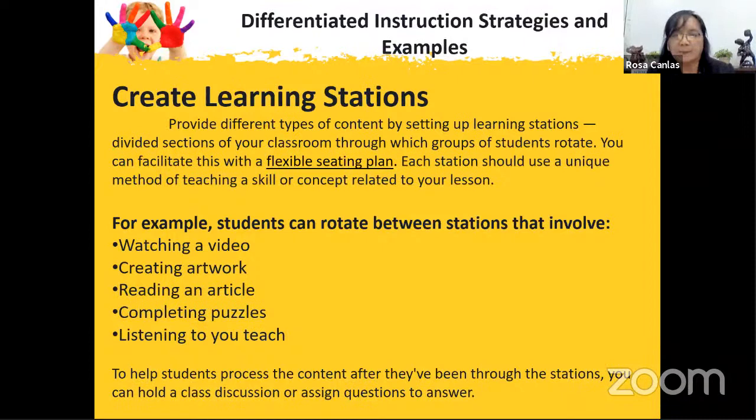Students can rotate between stations. So we can help students process the content. After they have been through the stations, you can hold a class discussion or assign a question for them to answer.